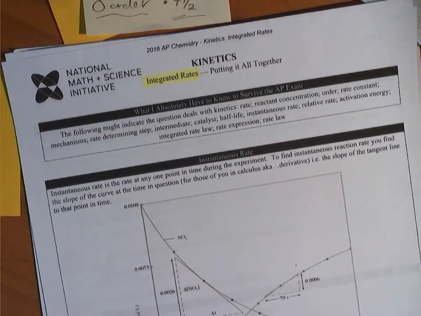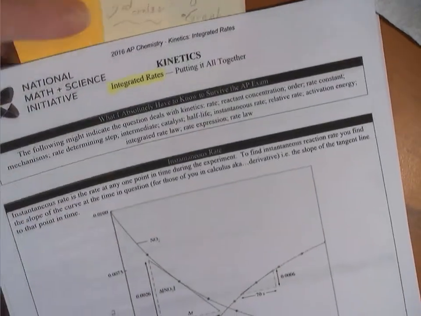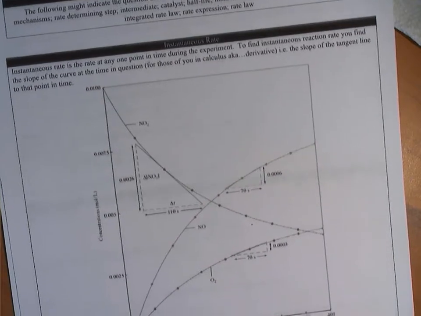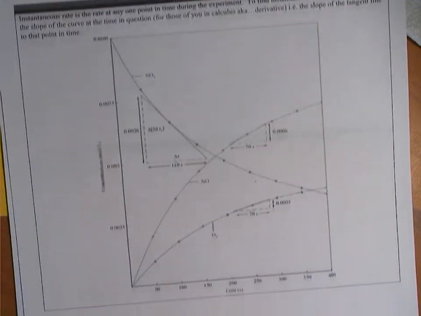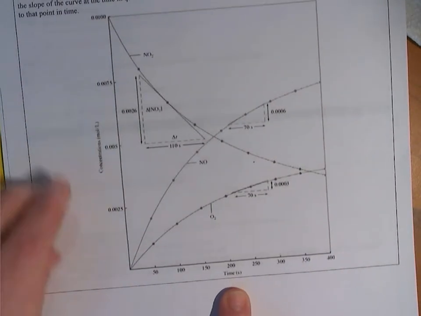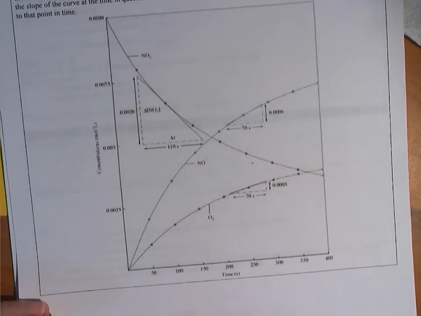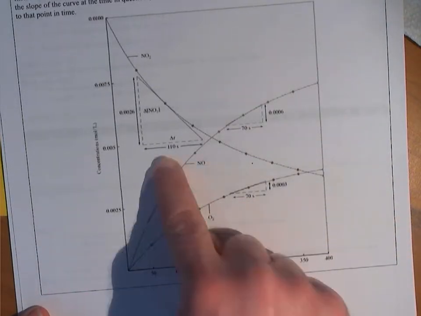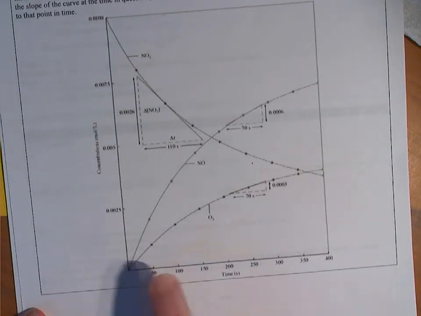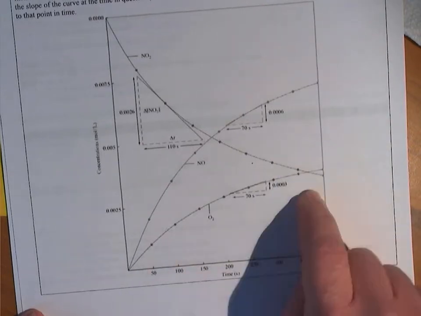I have just these pages from the review packet. If you want to pause and read any of this, this is just talking about how, if we're graphing concentration versus time, how reactants will look and products will look. And I talked about these in the last video. This would be referring to products that are being formed, because they're starting at zero, that have a different mole ratio.